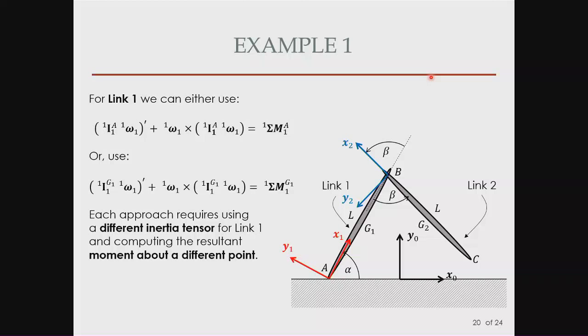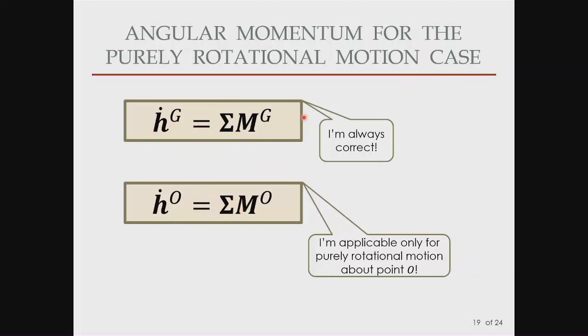Okay, so any questions so far? Did you understand this slide? This is applicable always, and this is only for rigid bodies performing purely rotational motion. Okay? And what is the difference essentially? For this one, you will be summing moments about point O. Here you're summing moments about point G. And in order to get H dot, you can use the golden formula, right, in the respective frame.